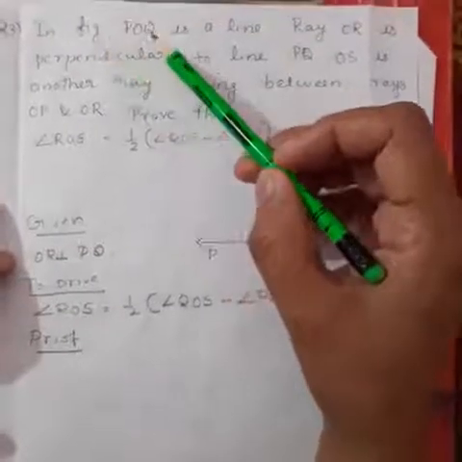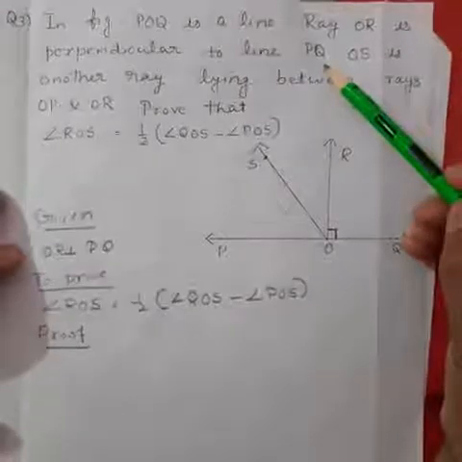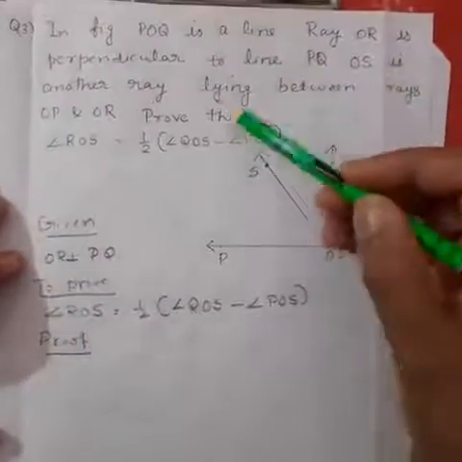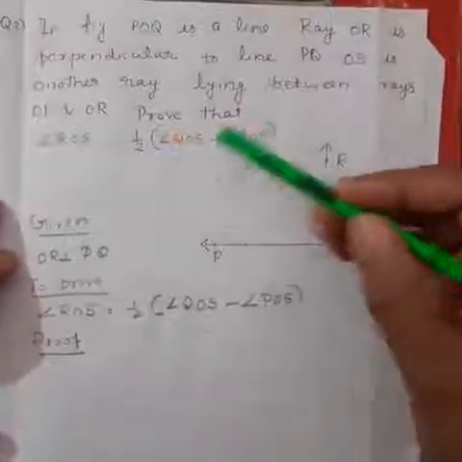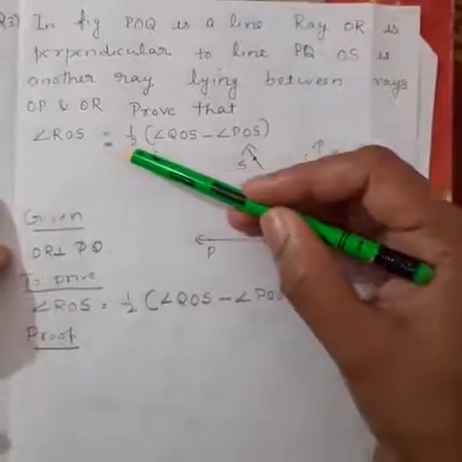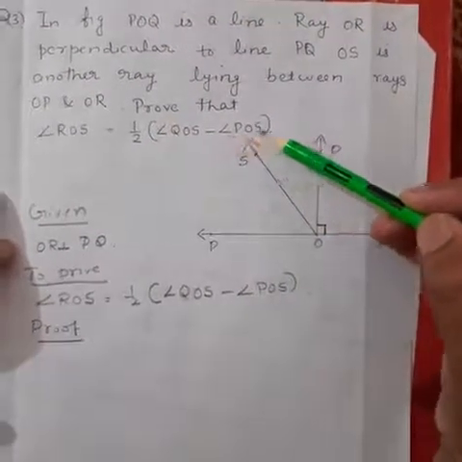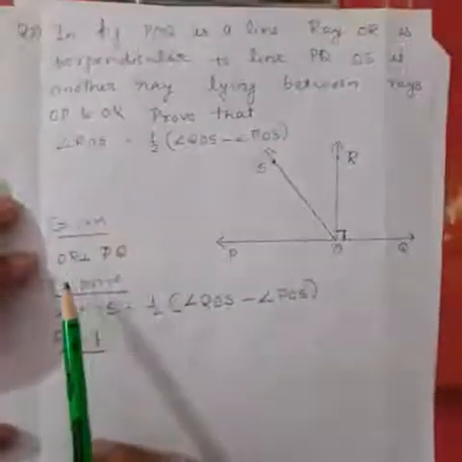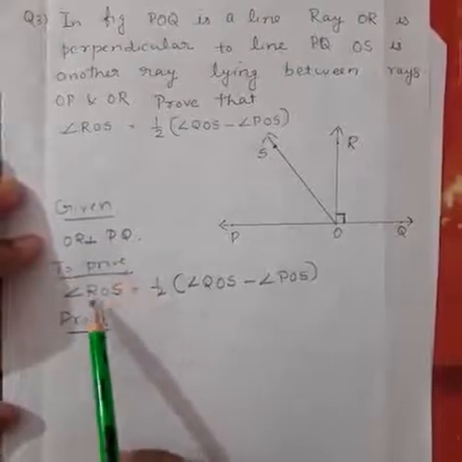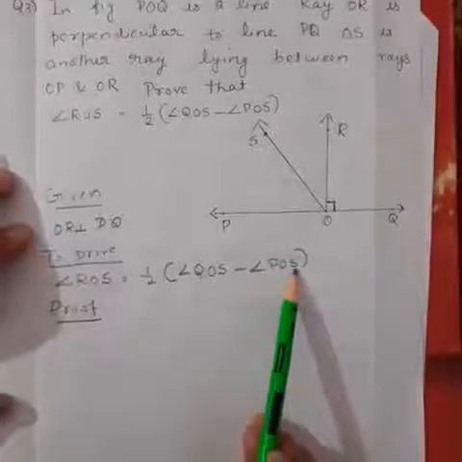In the figure, POQ is a line. Ray OR is perpendicular to the line PQ. OS is another ray lying between the rays OP and OR. You have to prove that angle ROS is equal to half into angle QOS minus angle POS. So what is given here? OR perpendicular to PQ. What you have to prove? Angle ROS is equal to half into angle QOS minus angle POS.